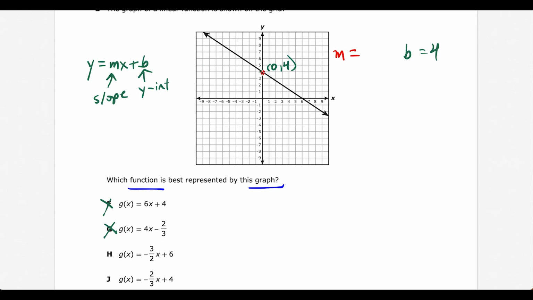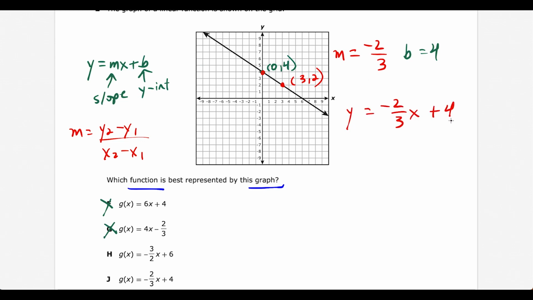So I'm going to go from the point (0, 4), and then let's say I pick a nice point like this, the point (3, 2). Our slope formula is y2 minus y1 over x2 minus x1. Now, you could just count the rise over run: you're going down 2, so we're rising -2, and then we're running 1, 2, 3. So you could just say your equation is y equals -2/3 x plus 4 after you plug into this equation here, and that would give us option J.